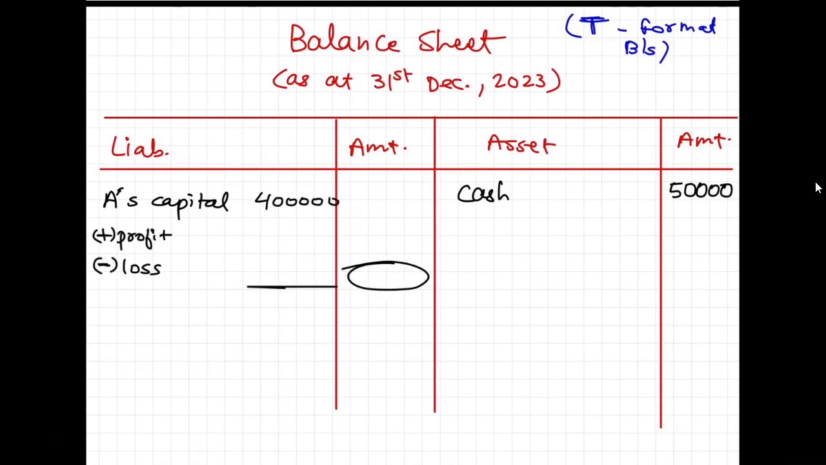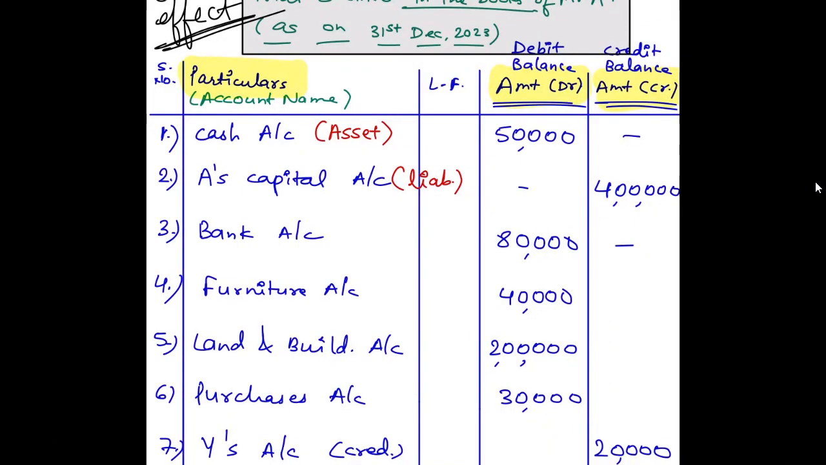You will add the profit, or you will subtract the loss, and the net figure you will write here outside. All the profit and loss goes to the capital account, because it is the owner's profit and owner's loss. That is why I'm writing it in the inner column. Right now I don't know the profit or loss, but I will know it eventually. Next, I have given the A's capital account effect.